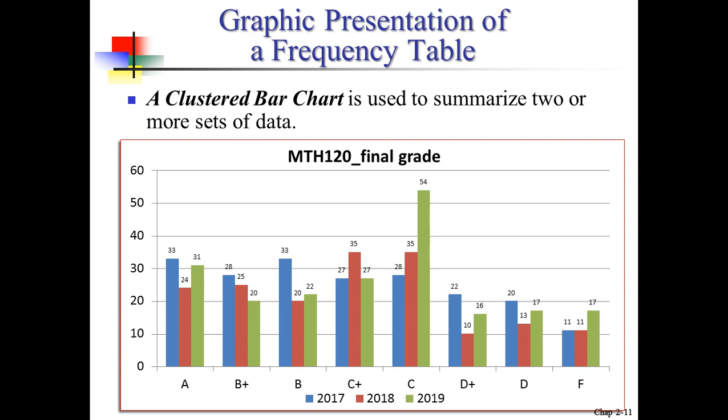I said already, cluster. What does cluster mean? Cluster means closer to each other. For example, you can see this is called a cluster bar chart. It's used to summarize 2 or more sets of data. So you can see this is a 3-year cluster in one group, grade A. All 3-year clusters in grade B plus, B, C, and D. You have 3 years clustered in one group, one class or one category.